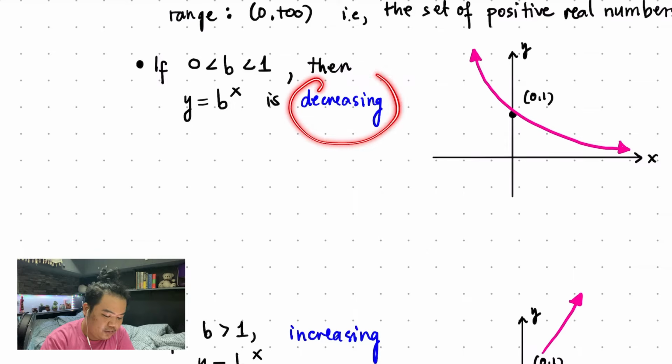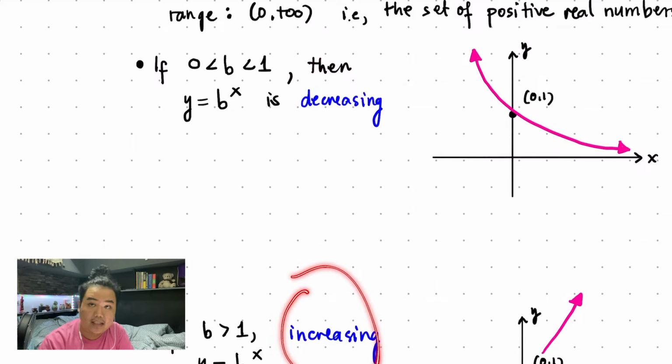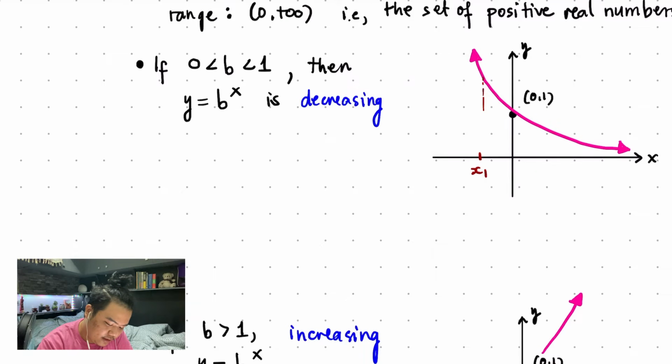And, to be more mathematically precise, what do we mean by decreasing and increasing? So, kunyari, you have two x's in your domain. Let's say that is x1 and this is x2. So x2 is greater than x1 as you can see in the figure, or x1 is less than x2.